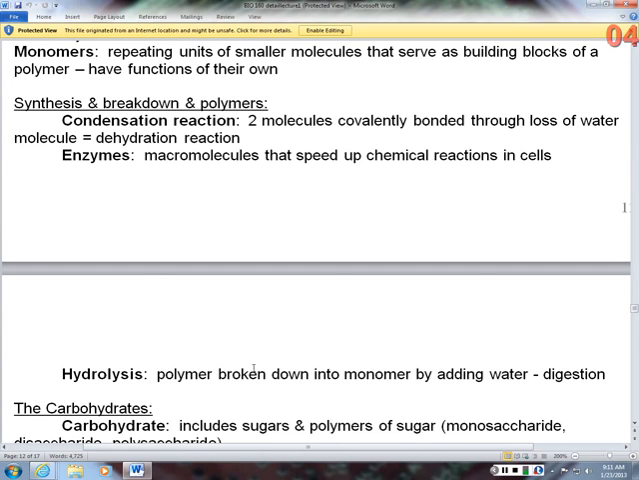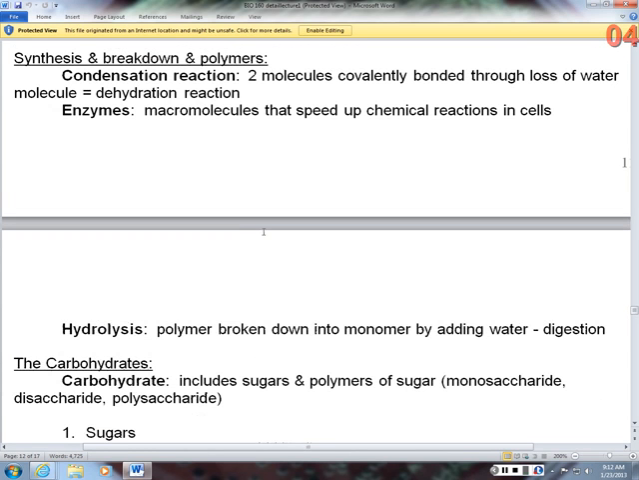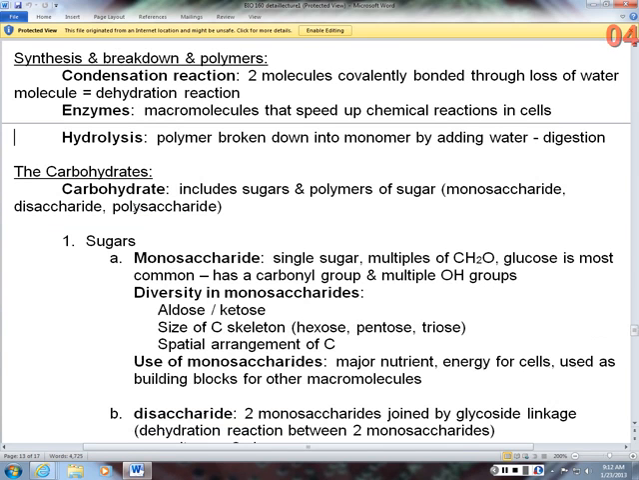So hydrolysis is going to be when we break a polymer down into its monomers. And so with that, you have to add water. And that's part of what we do with digesting food: you actually have to have some water in order to be able to break down some of these nutrients that you consume.